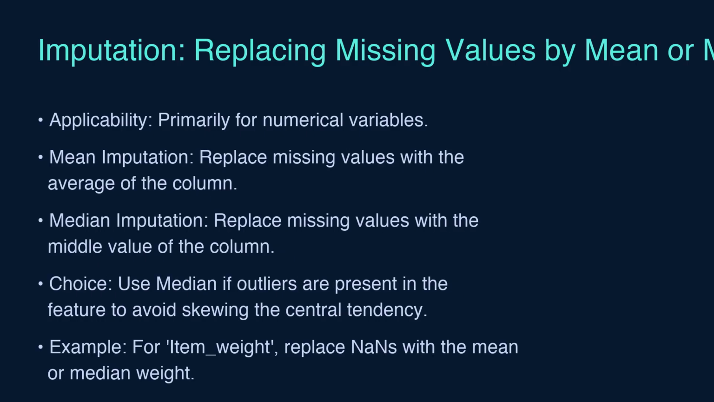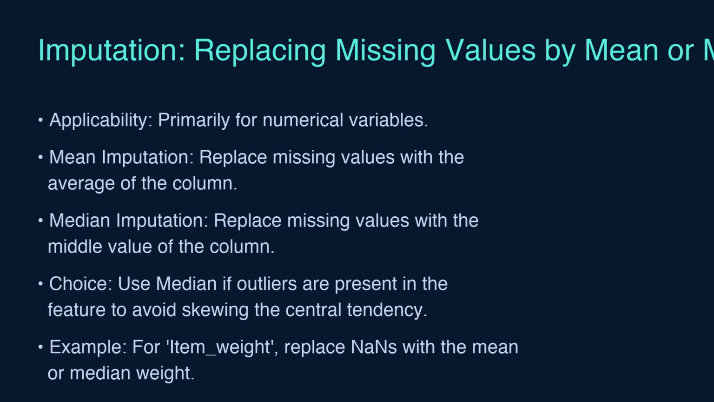For numerical variables, the most common imputation techniques involve using measures of central tendency, the mean or the median. Mean imputation involves replacing all missing values in a numerical column with the average value of that column. It's a straightforward method, but it can be sensitive to outliers. If your numerical feature has extreme values, the mean can be significantly pulled towards these outliers, leading to a biased imputation. In such cases, median imputation is often a more robust choice.